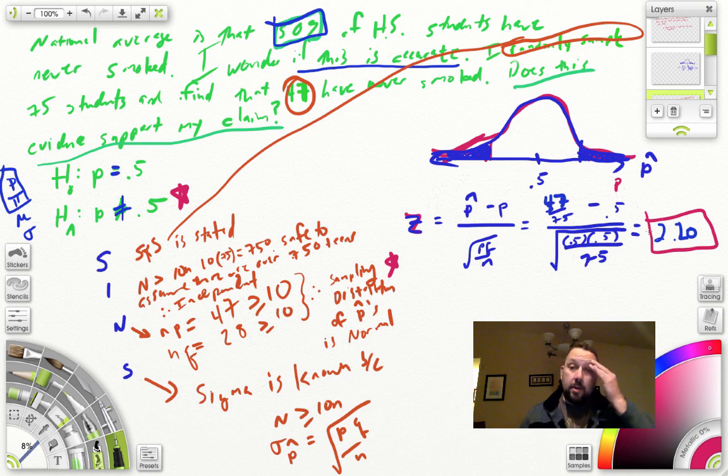All right, and then I find out that if I use the z-table, let me look at my z-table for 2.20. Now if it's a different number, you'll have to tell me what that is. But 2.20 is 0.0139. So this area right here is 0.0139. But I'm positive. So that's the top end.